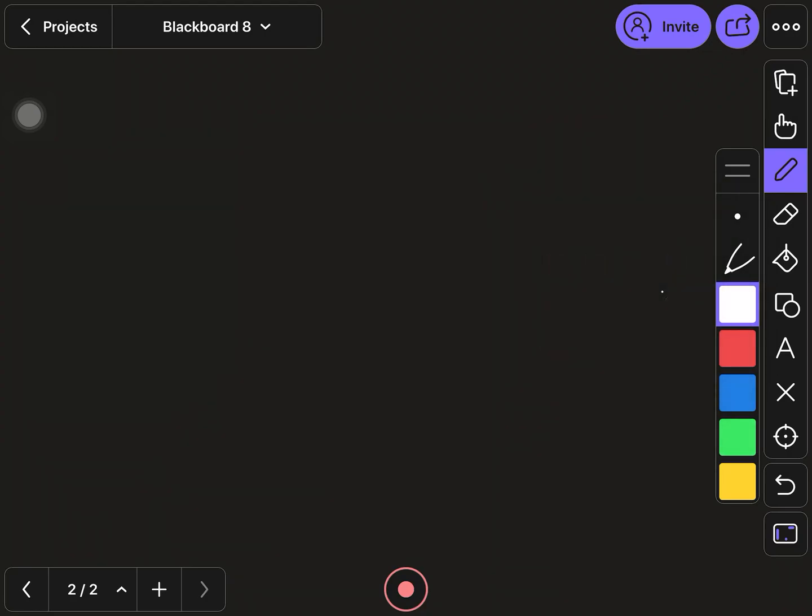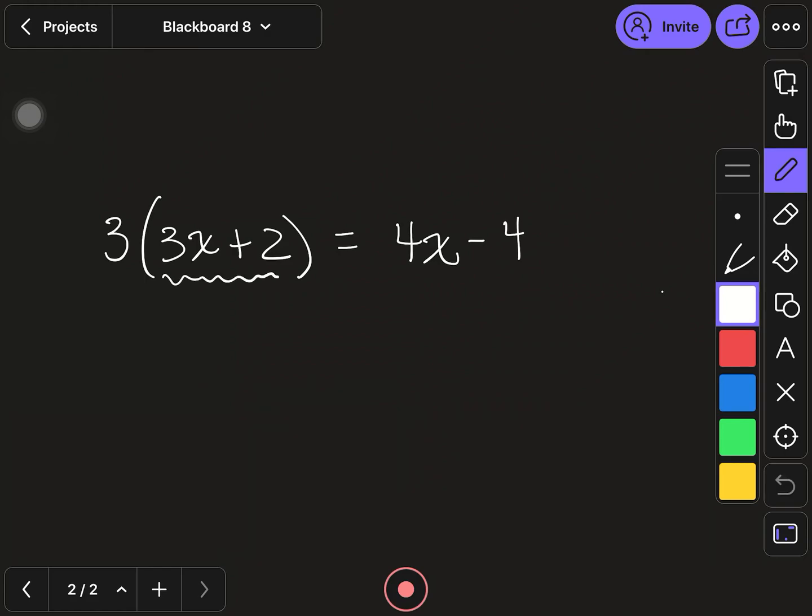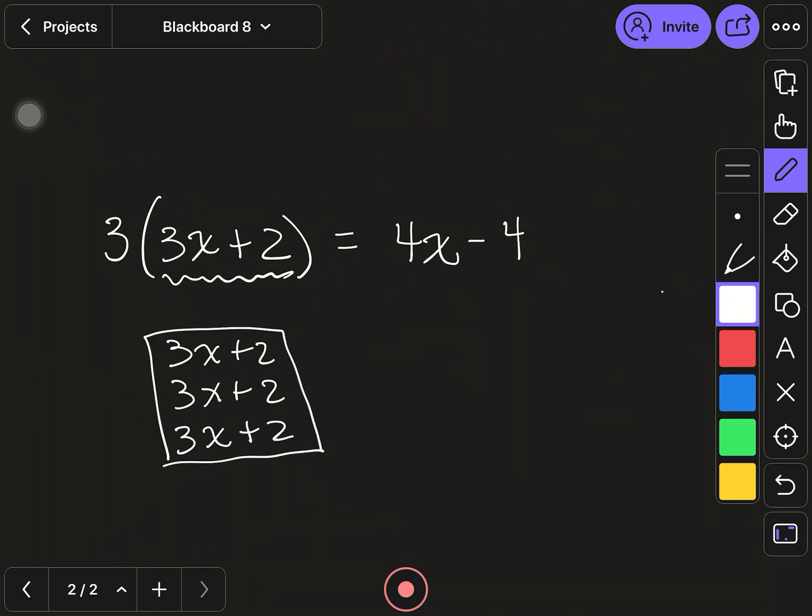So let's take a simple problem like 3 times (x plus 2) equals 4x minus 4. So again, we would write what's inside here 3 times. Okay, we have a 3x plus 2, a 3x plus 2, and another 3x plus 2, and then we can just add them up, which means we have 9x plus 6.